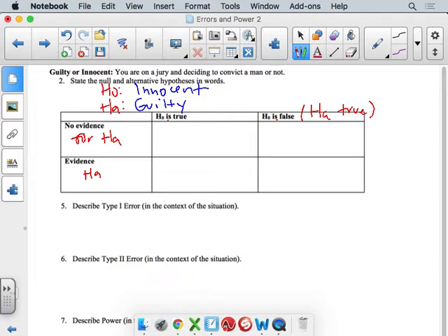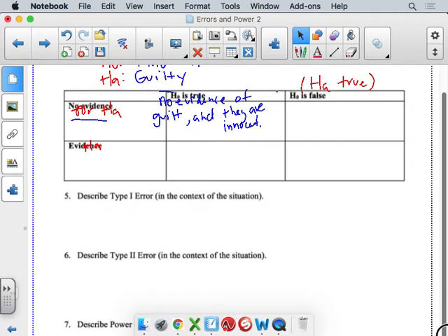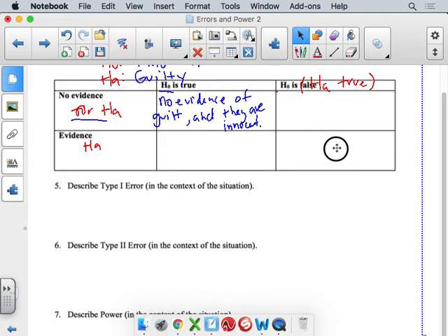Okay, so on this, you find no evidence for the alternative. So you find no evidence that they're guilty and they're innocent. So that's good. Basically you found no evidence of guilt, and it was correct, and they are innocent. This is too small of a box. Jeez, that's a small box. How can I make this bigger? Yes, perfect. A little better.